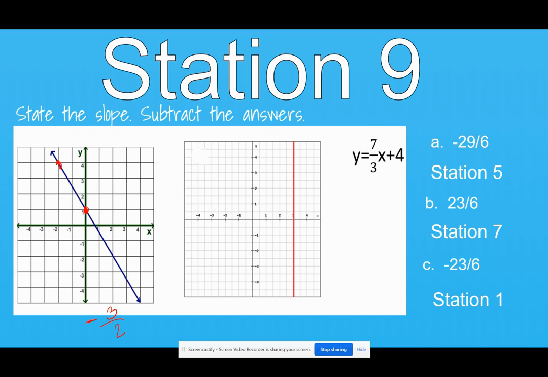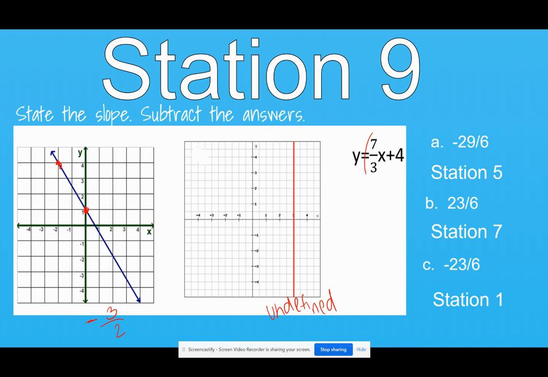This one has an undefined slope because it's vertical. But if it's horizontal, that's a 0 slope. So you have to know the difference. If it's up and down, it's an undefined slope. If it's left to right, it is a 0 slope.